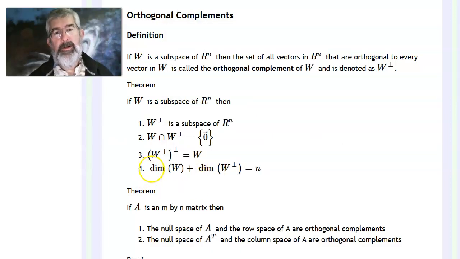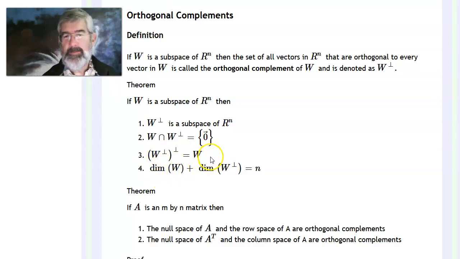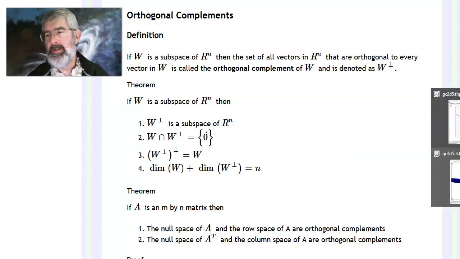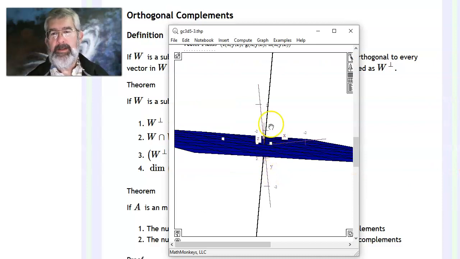Number 3 here is that the orthogonal complement of the orthogonal complement of W is W. Right? That W perp perp is back to W. And again, you can see that in these images here, that if this blue plane is everything that's perpendicular to everything in the black line, well, then the black line is the stuff that's all perpendicular to everything in the blue plane.